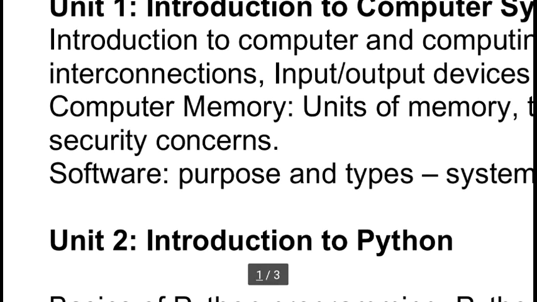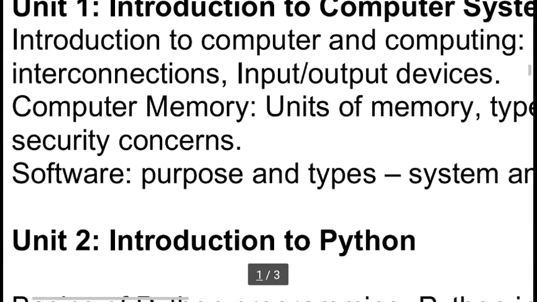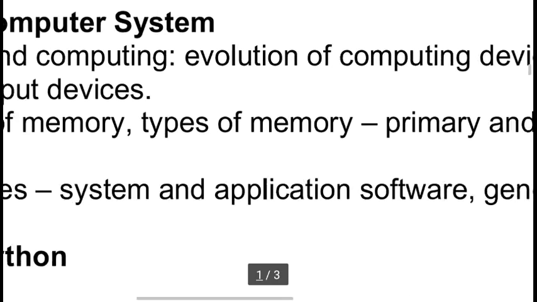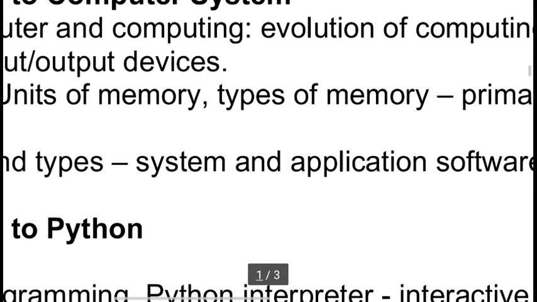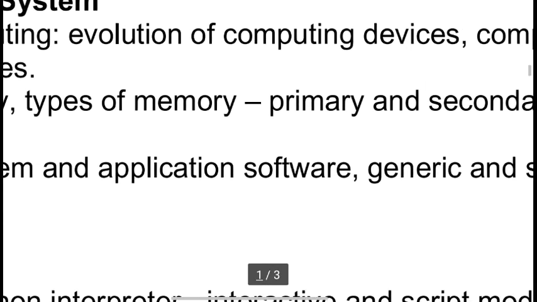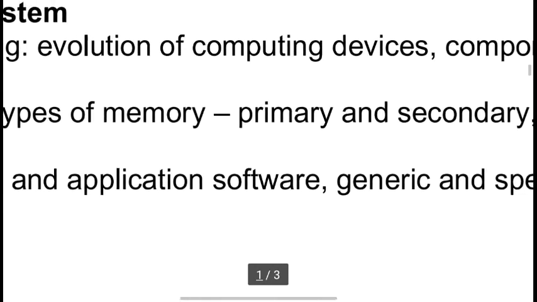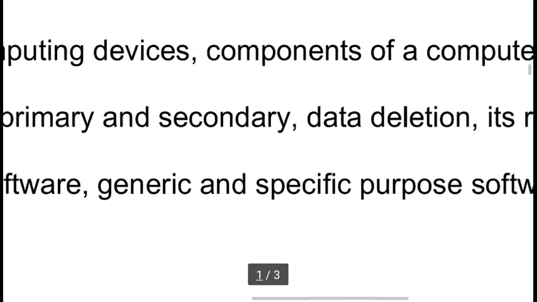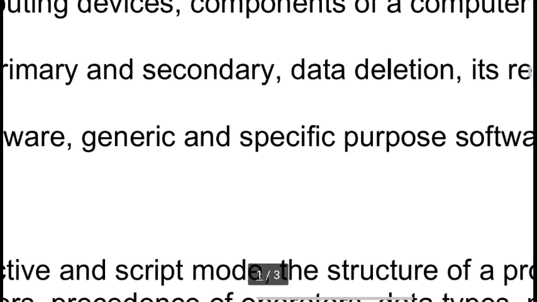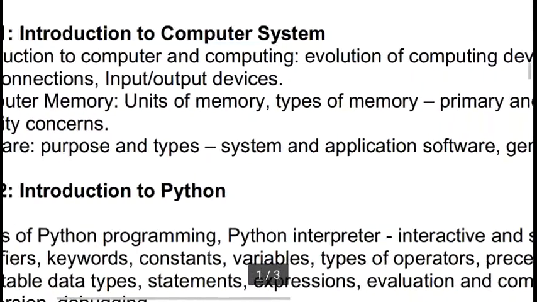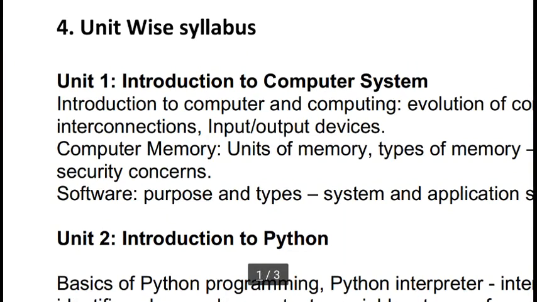The last thing is software. We know there are many types of software, their purpose and types: system software and application software. System software means all kinds of operating systems, interpreter, compiler, assembler. Application software means Word, Excel, PowerPoint, CorelDRAW, Photoshop. Generic and specific purpose software means common software and specific software like a school management system or bank management system. So customized software we will discuss. This is our Unit 1 related to computer basics.